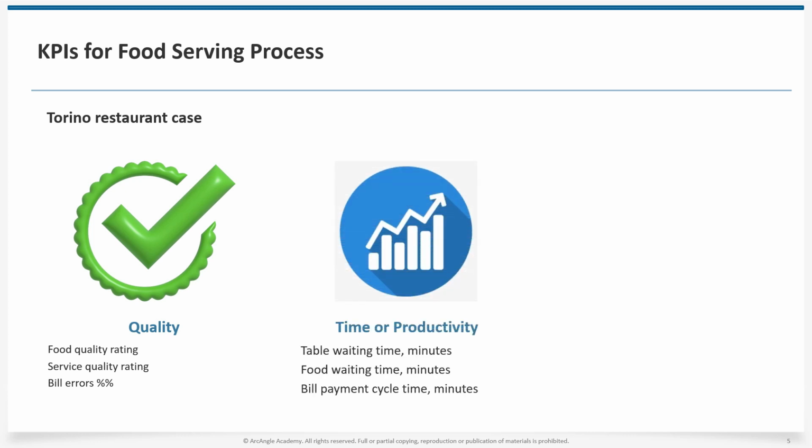Time/productivity KPIs. 1. Table waiting time, minutes. This KPI measures the time customers spend waiting to be seated at a table upon arrival. It reflects the efficiency of the seating process and the restaurant's ability to promptly accommodate guests. 2. Food waiting time, minutes. This KPI assesses the time taken to deliver food orders to customers after they have been placed. It represents the speed and efficiency of the food preparation and serving process.